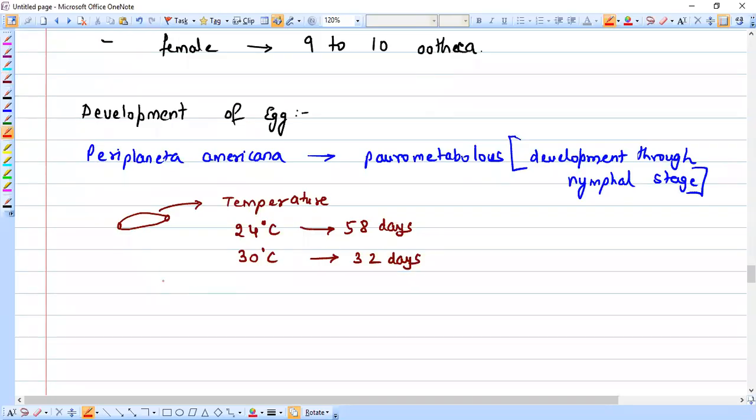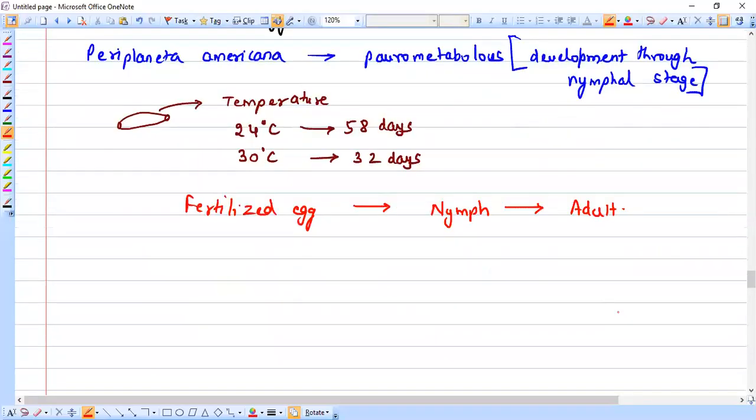How does the development go? There is a fertilized egg. This fertilized egg will develop. It will form a nymph. Nymph is the intermediate stage, the small young ones that you can see. And finally you will see the adult. The nymph looks like the adult, but is smaller and not ready for sexual reproduction, because they are sexually immature.